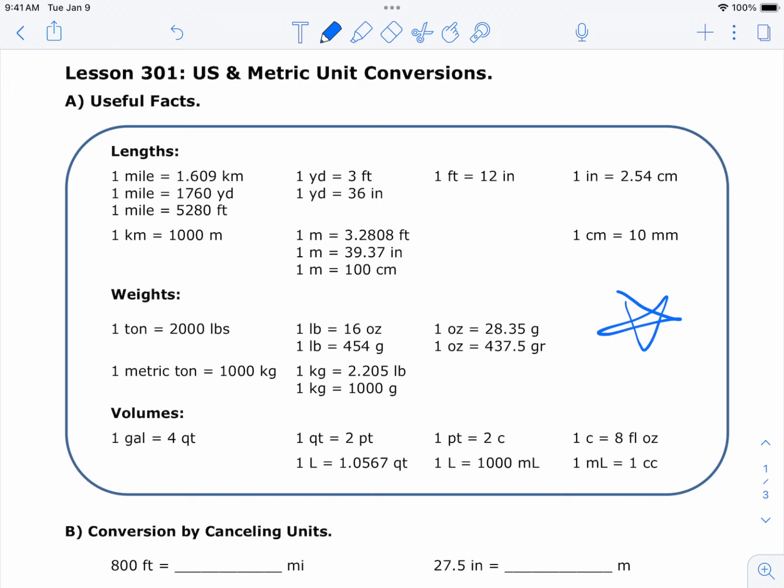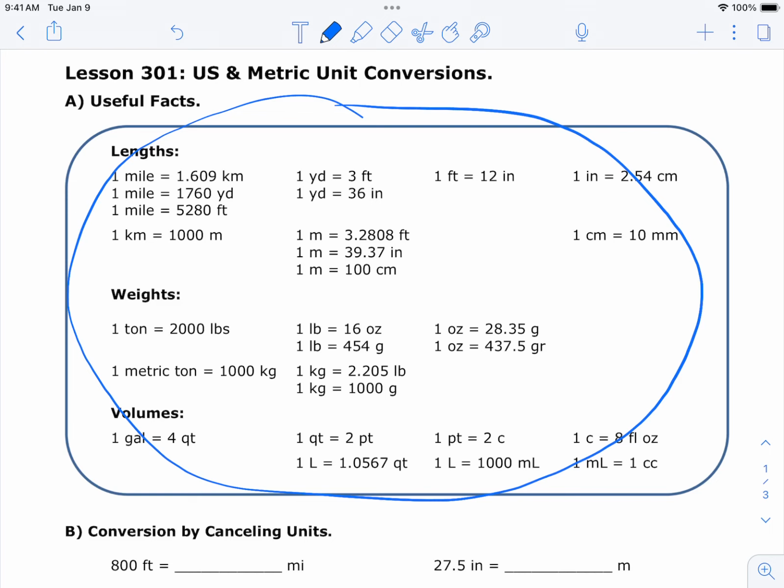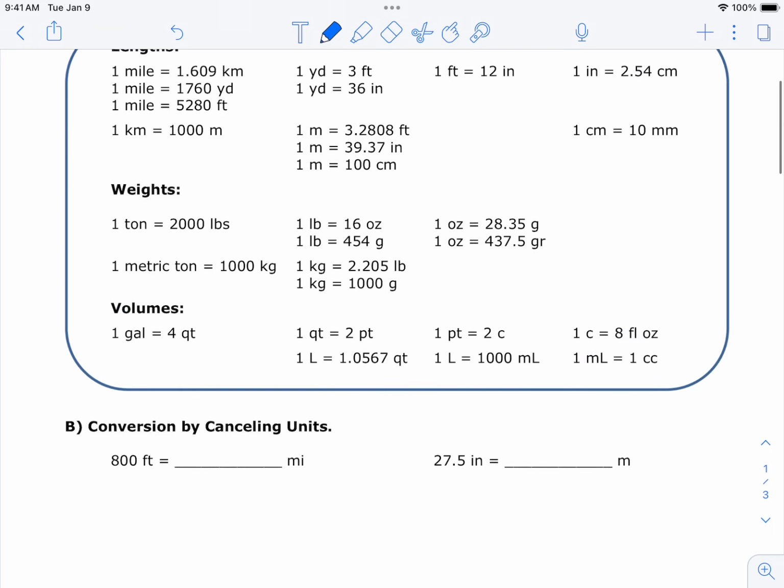You can use it on the test, all kinds of stuff like that. It's a good table to have. Now, the main thing we need to do, and I've only got like 9 examples in this lesson, is show you a nice way to use all of these facts in order to actually do some conversions.